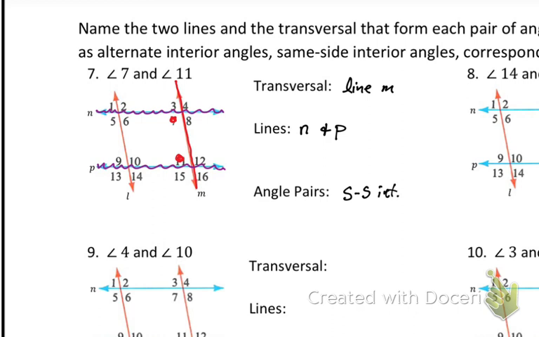There is a chance that none might be your answer. There might not be a transversal. There might not be 2 lines. There might not be a specific pair. Questions on any of that?